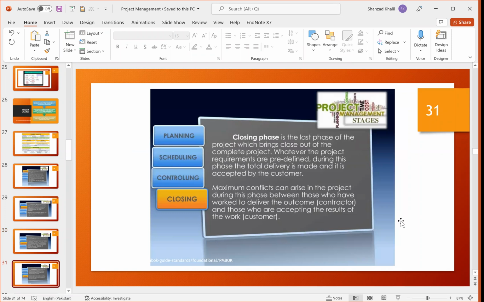Closing. The closing phase is the last phase of the project. We begin to close out the completed project. Whatever the project requirements are defined during this phase, the total delivery is made and it is accepted by the customer. Maximum conflicts can arise in the project during this phase between those who have worked to deliver the outcome, that is the contractor, and those who are accepting the result of the work, that is the customer.